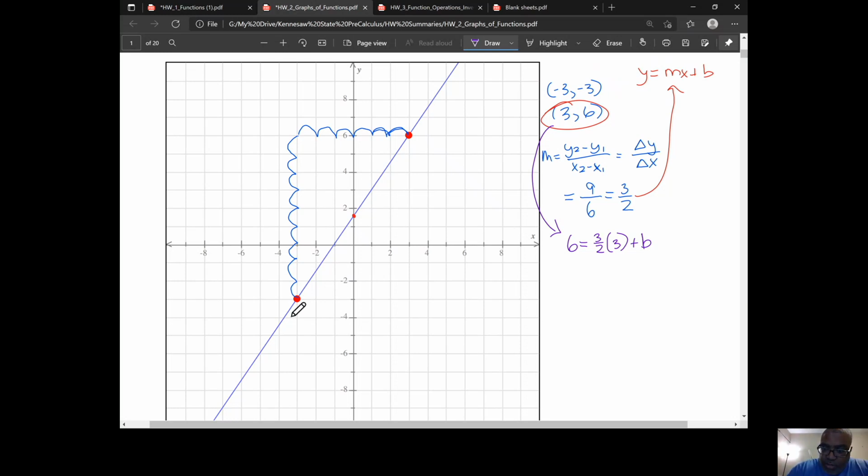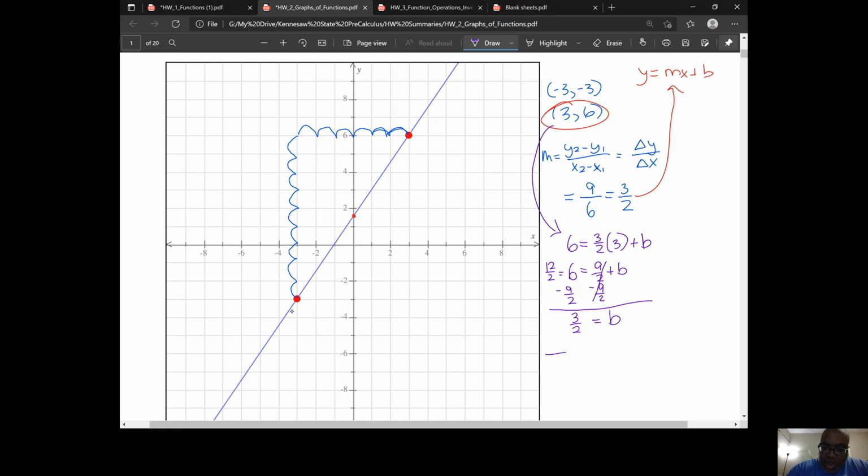So, little mathy math. 6 is equal to 3/2 times 3, which is 9/2, plus b. We're going to subtract 9/2 from both sides. 6 over 1 is the same thing as 12 over 2. You can ask me about fractions later on if you need to, and I don't mind helping you on that. But 12 over 2 minus 9 over 2 is 3 over 2, which is our b.